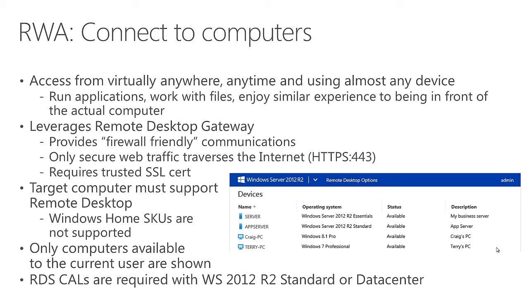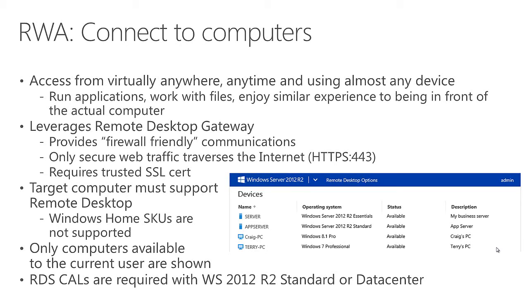One thing to note, and again this has more to do with Essentials being a role now available in Standard and Data Center: if you are using the role with those editions and you do want to connect to computers remotely, you will need RDS CALs. So this is different than the Essentials Edition. The Essentials Edition does not require RDS CALs, but if you're using Standard or Data Center and you're using the RD Gateway functionality that this uses, then you would need an RDS CAL.